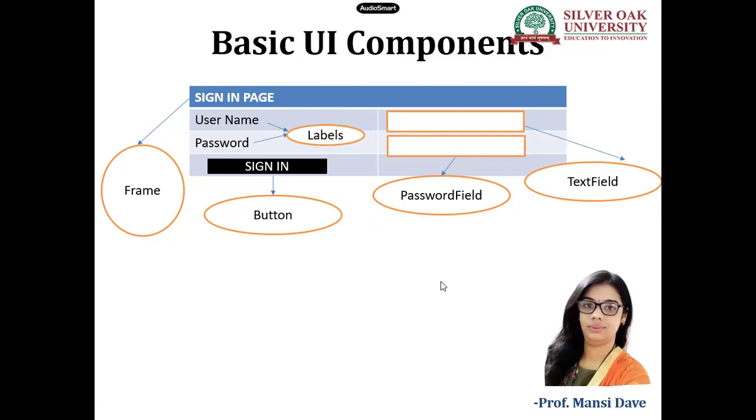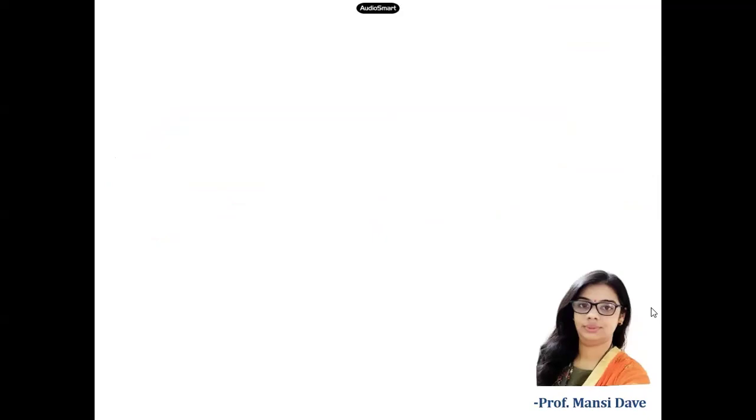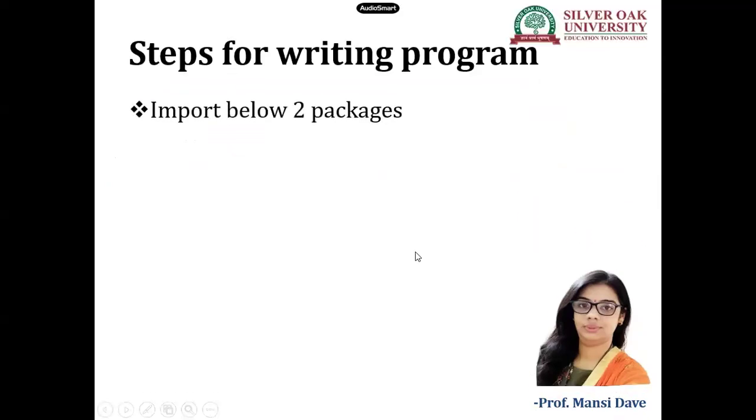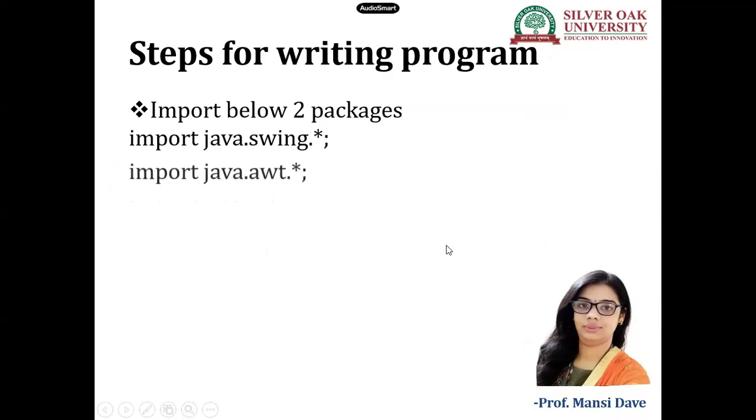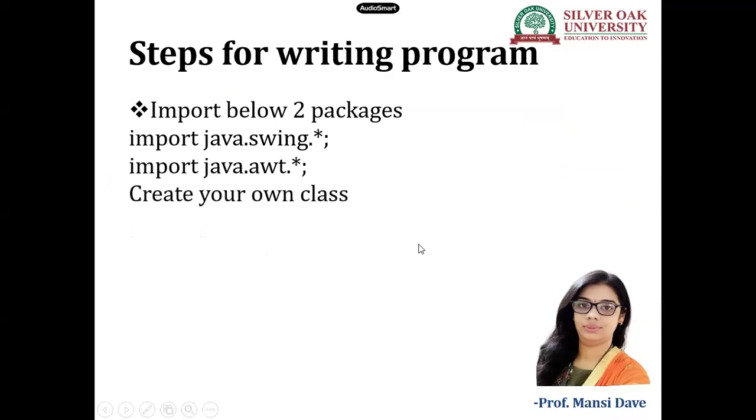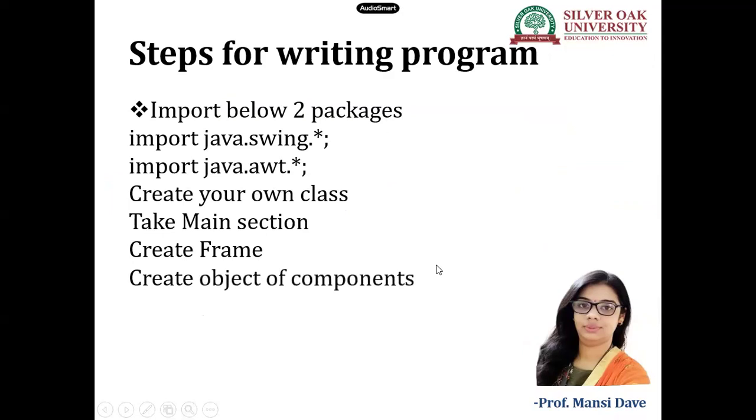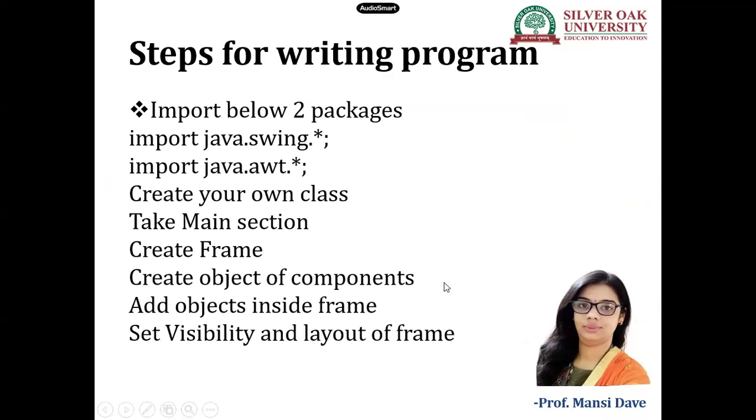Now, how can we design that? What are the basic steps for writing the program? First, we need to import two packages, which we have already discussed in the layouts: Swing and AWT. After that, you need to create your own class. Then you need to take the main section. After that, you need to create the frame, create the object components, add the objects inside the frame, and set visibility and layout for the frame. These are the common steps. In this tutorial, we will learn about the label, text field, password field, and button.